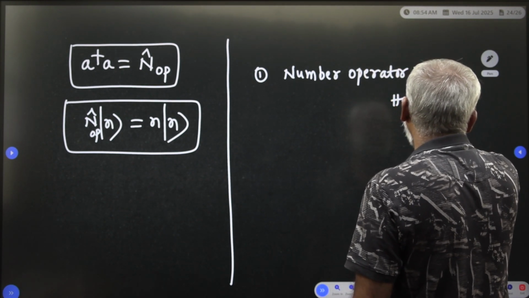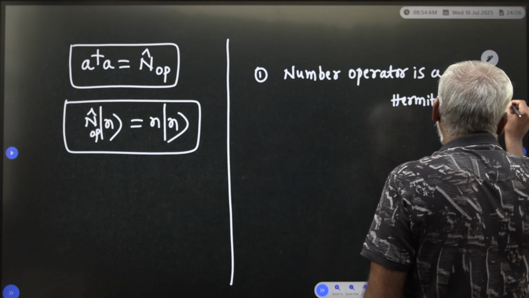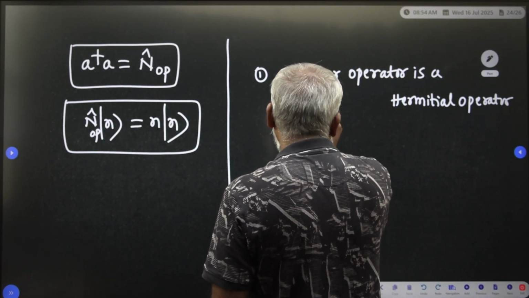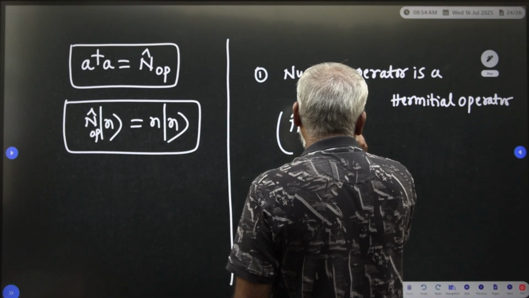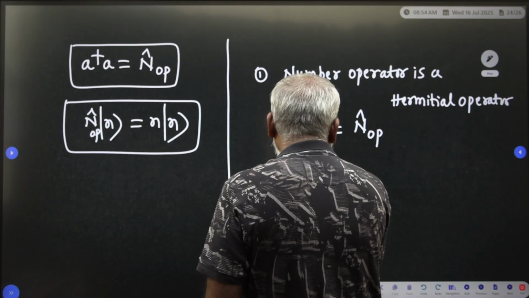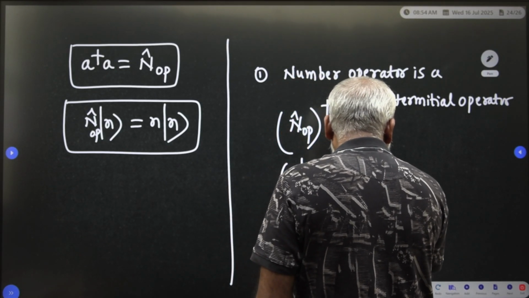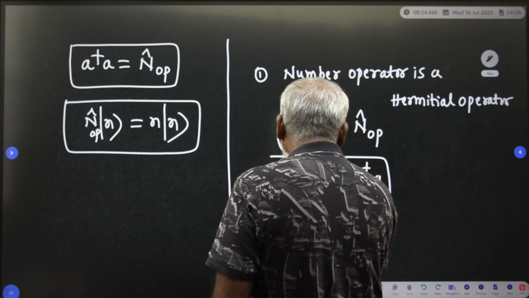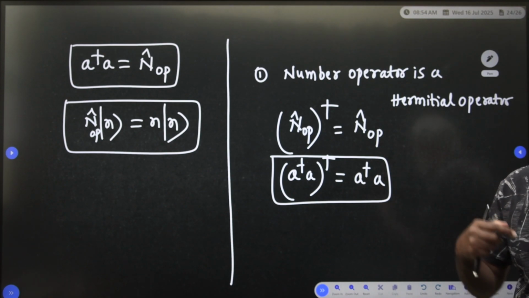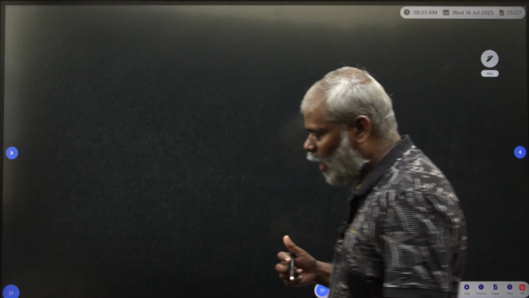We also call it a Hermitian operator because the number operator's dagger is equal to the number operator only. So (A dagger A) dagger is equal to A dagger A only. This is why the number operator is a Hermitian operator. Clear? Not only that, some more problems you also have to see.